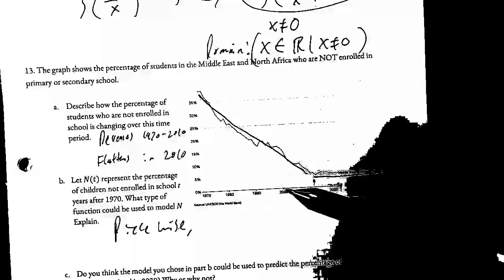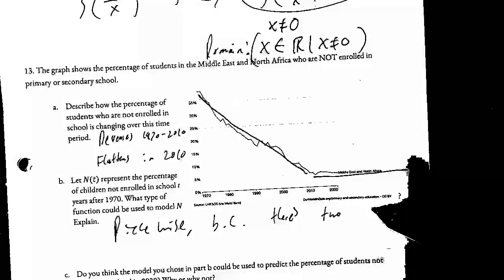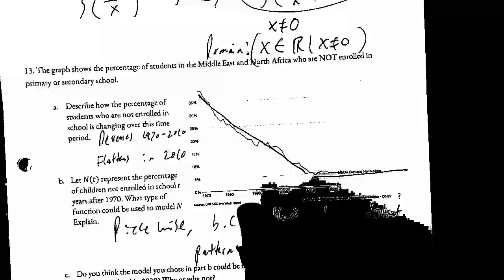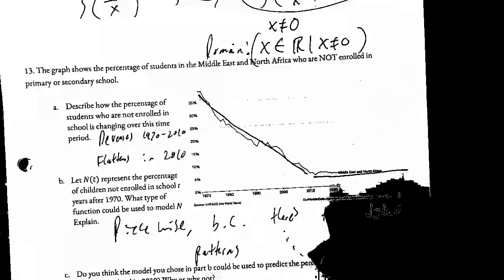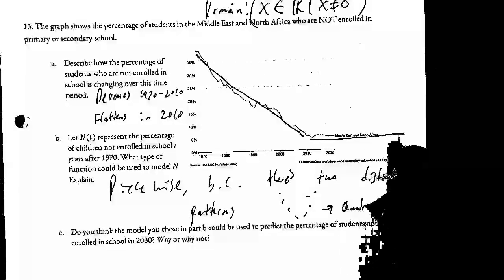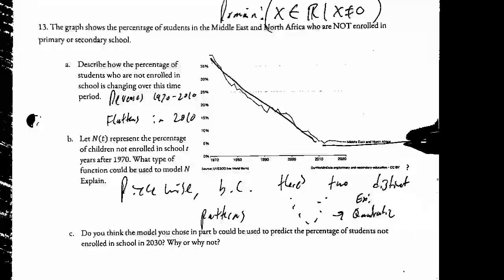It's because there's two distinct patterns, right? If the data looked like this, I would say, oh, that's a quadratic, for example. But it varies, sorry. So this is a piecewise function.